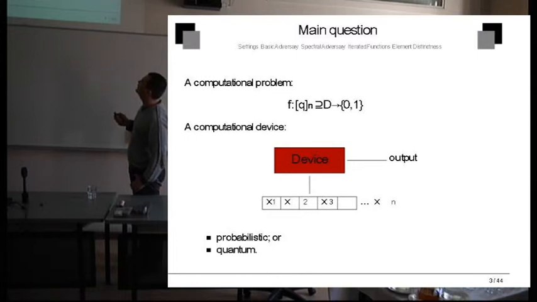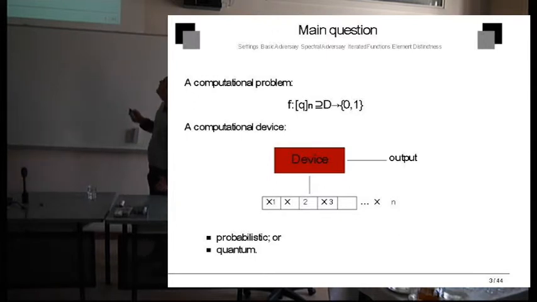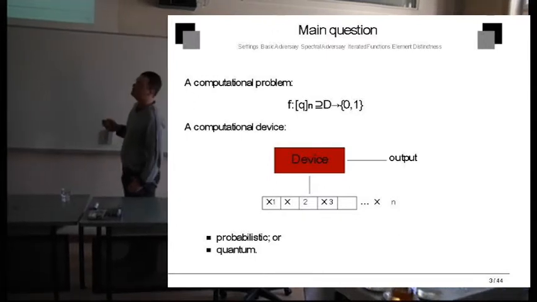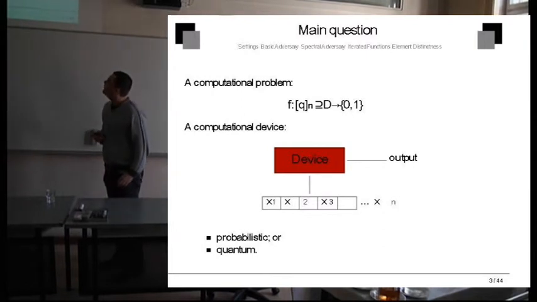The string is an integer between 1 and q. So I use this notation q in square brackets to denote integers from 1 to q. And the output of the function is either 0 or 1, so it's a Boolean output.